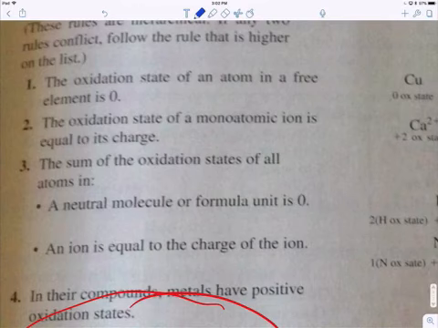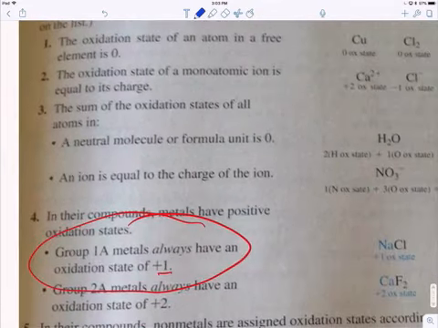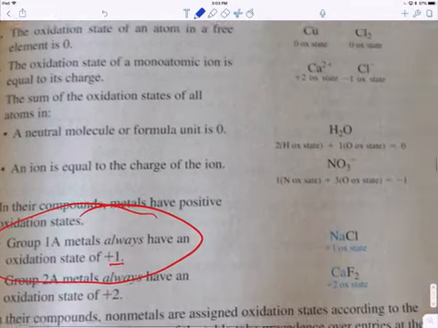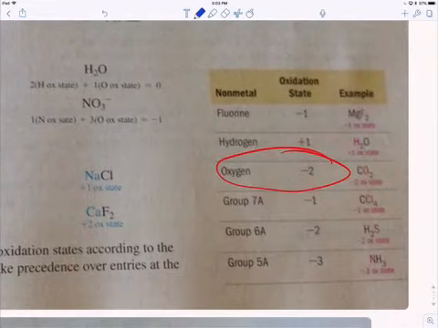All right. Okay, so here are the rules. Oxidation state of a free atom or an element is 0. Oxidation state of a monatomic ion is its charge. The sum of oxidation states for a neutral molecule or formula unit is 0. For an ion, it is its charge. Alkalis have +1 in compounds. Alkaline earths have +2. And then this handy dandy chart.